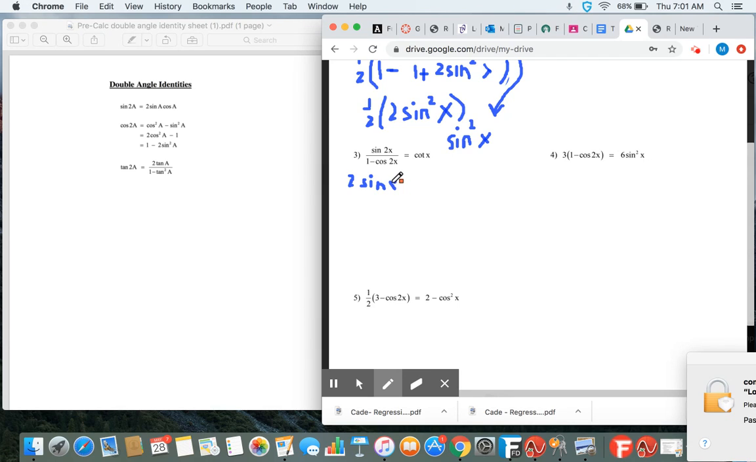2 sine x times cosine x. All right, just use the identity for that one. We'll do the same thing in the denominator.